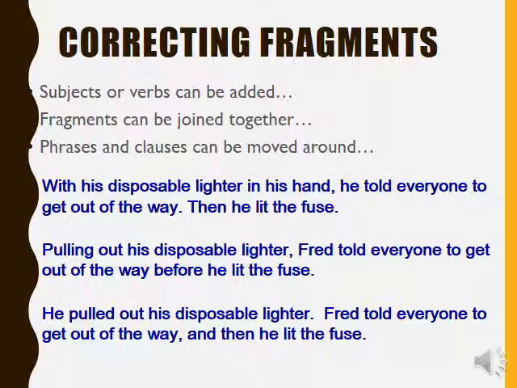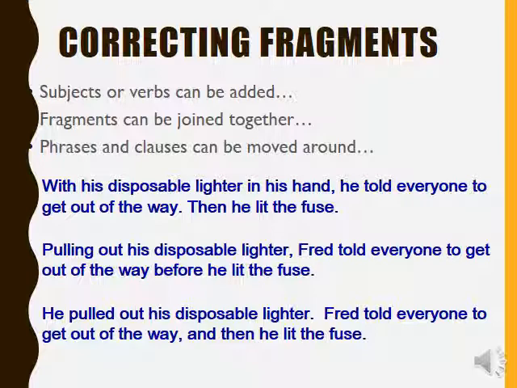Now, how do we correct fragments? Let's see. First of all, since fragments are like sentences but missing subjects or verbs, the first way to correct fragments might be adding either a subject or a verb. Another way is fragments can be joined together. We can join two fragments together in order to form one complete sentence. Phrases and clauses can be moved around, or let's say switched. We could write something at the beginning and something at the end to have a complete thought.